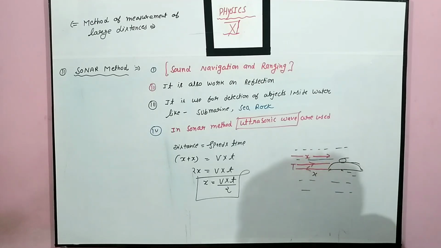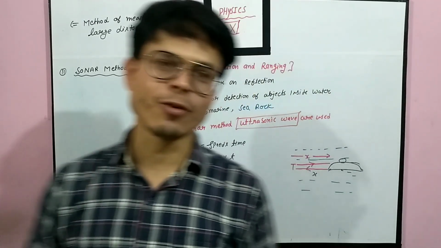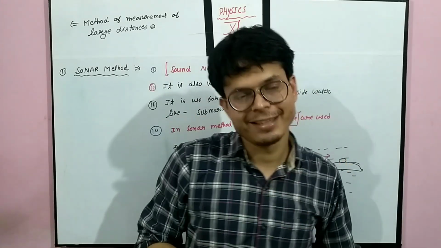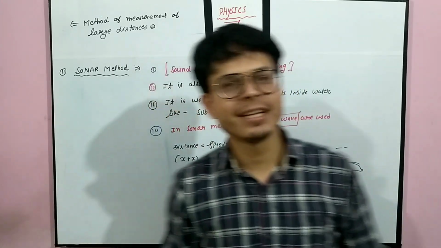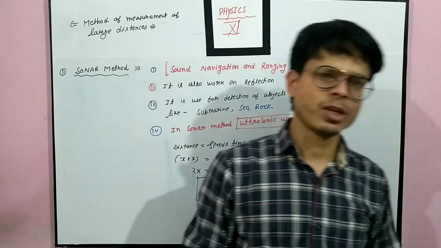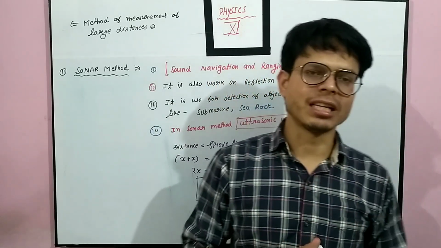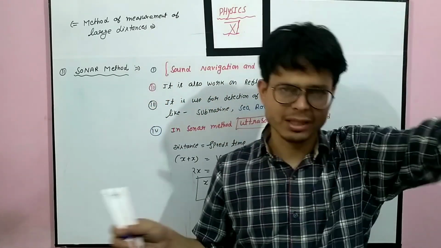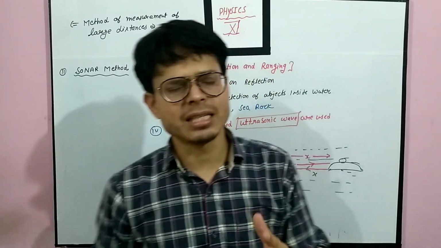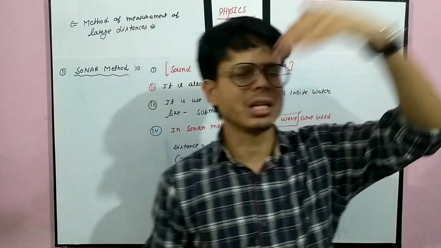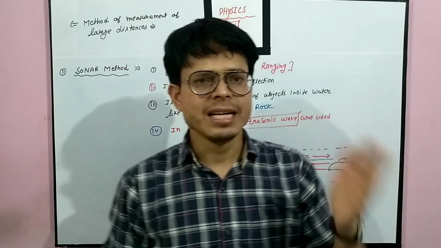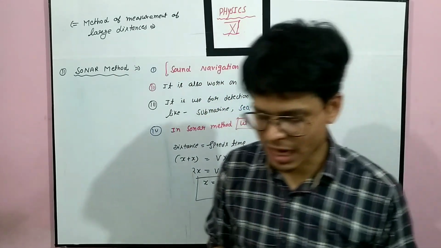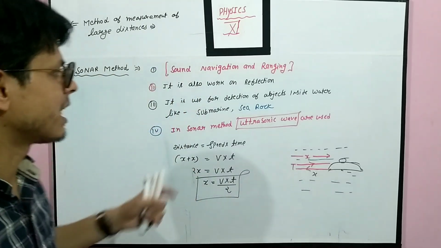So this method also works on the principle of reflection. So there are 4 methods which work on the principle of reflection: echo method, laser method, radar method and sonar method. But different things. By echo method you can find out the distance of a mountain on the earth from some place. In laser method you can find out the distance of the moon, other stars from earth's surface. In radar method you can find out the position of an aeroplane. And in sonar method you can find out the distance of an object inside the water.